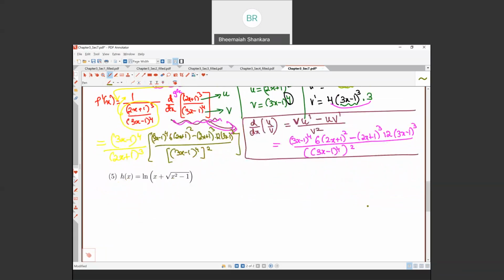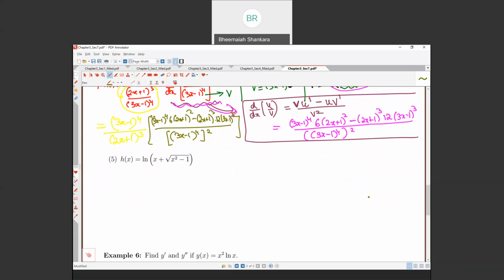Next expression: natural log of x plus square root of x squared minus 1. I want you to read this entire function within the brackets as g of x. The formula you will apply is d/dx of natural log of g of x. The derivative of a natural log of any function is 1 over the function, 1 over g of x, times the derivative of g of x.